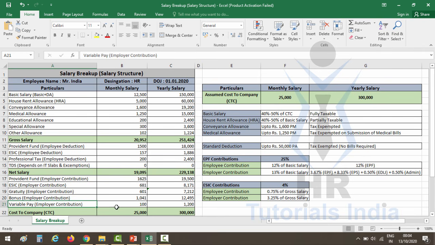Then comes the variable pay. Variable pay depends upon each company. Few companies give the variable pay and few companies don't pay it. But I have taken a variable pay of 100 rupees, an approximate figure.